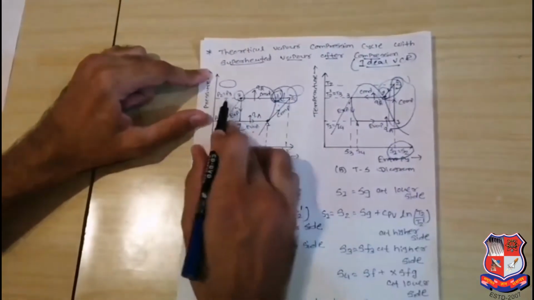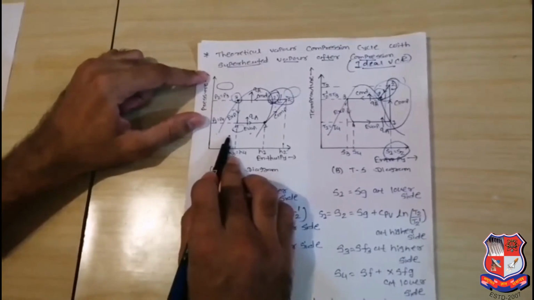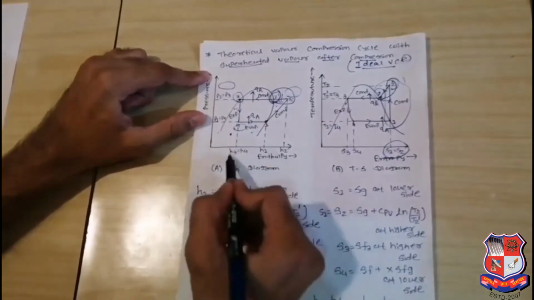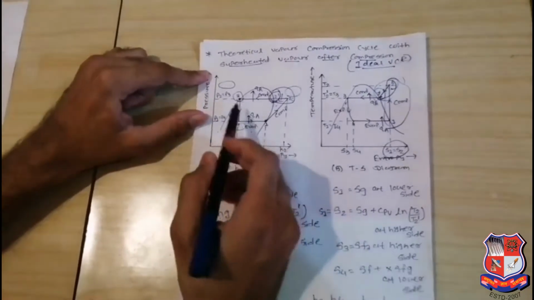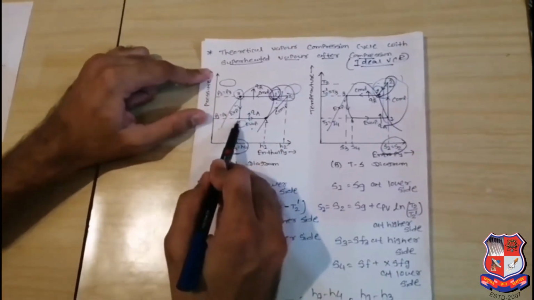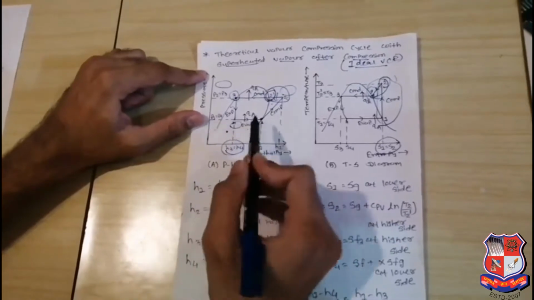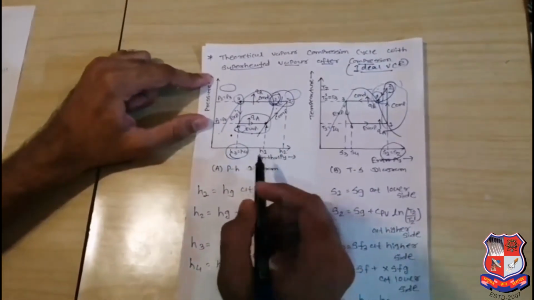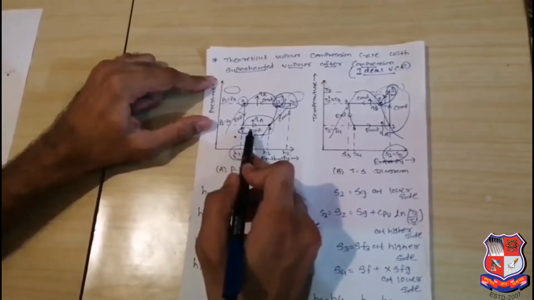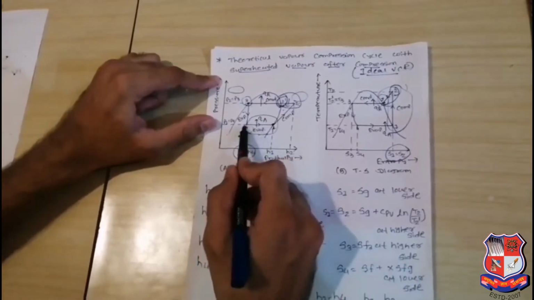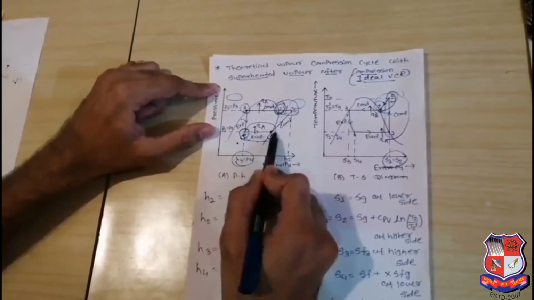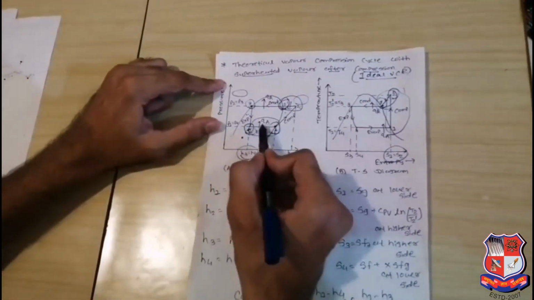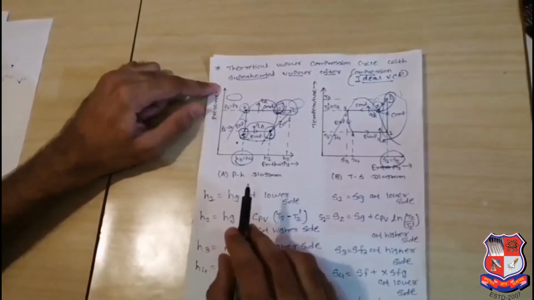3 to 4 is a throttling process. So during the throttling process enthalpy remains constant. H3 is equal to H4 and pressure is decreasing, P3 to P4. Then 4 to 1 is your evaporating, or we can say heat absorption process. We are absorbing the heat, latent heat, from the cooling space. So at that time the wet refrigerant is converted into saturated vapor, we are absorbing the heat from the cooling space. That will be your pH diagram.